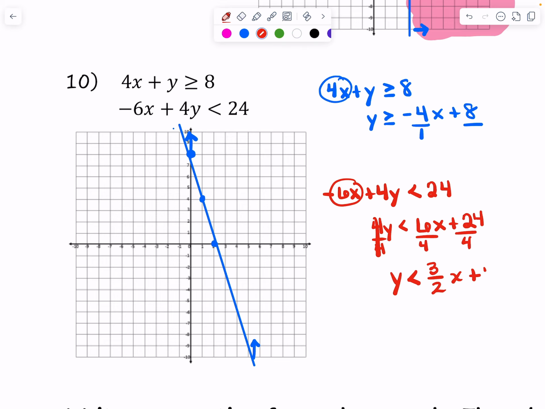Sorry, this is 24 divided by 4. So then that's positive 6. All right, so my y-intercept on this one is 6. The slope goes up 3, right 2. So 1, 2, 3, right 2. If I cannot go up 3, right 2, I can go down 3, left 2. Okay. This one's going to be a dashed line. And y is less than. So we're going to go ahead and draw the arrows pointing down.